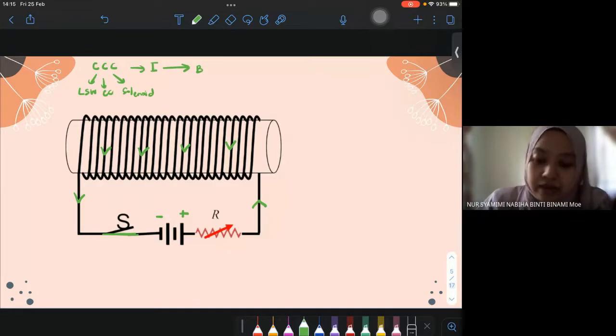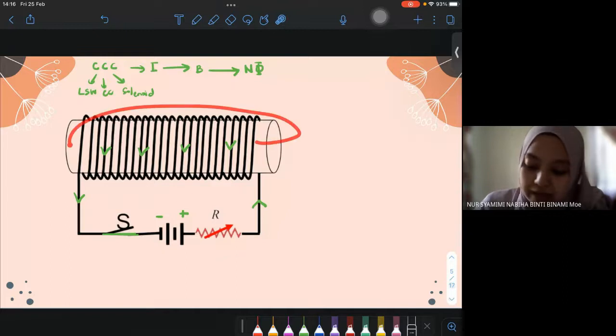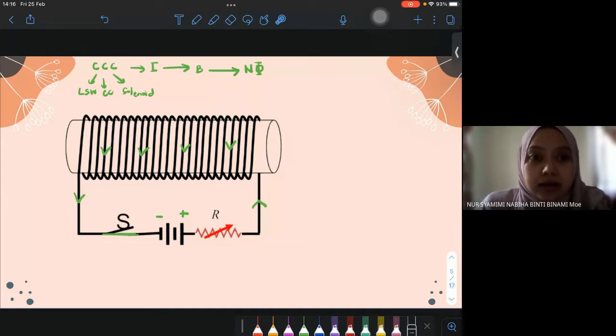Dan bila ada magnetic field dan ada surface area, dia akan menghasilkan flux linkage. Sebab ada B, ada surface area, ada angle between A dan B, ada N. Flux linkage equals NBA cos theta. So dia akan ada flux, tapi dia belum ada E induced. So macam mana saya nak hasilkan E induced?